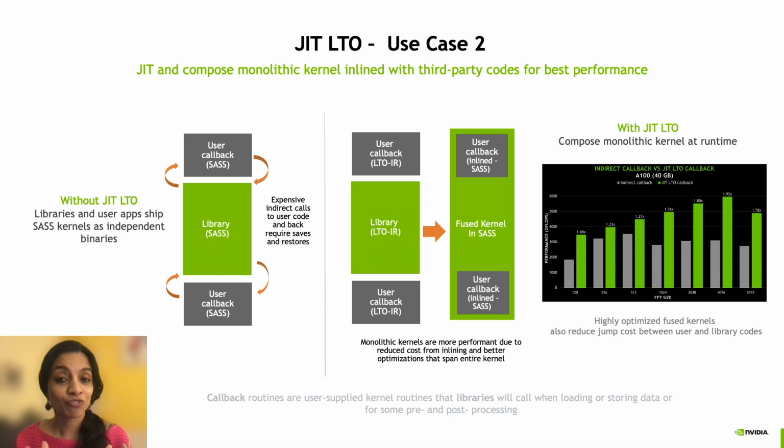In the case of JIT LTO, now the user callbacks can also be shipped as LTO-IR in addition to your library. So the user callbacks can actually be inlined into your library code, forming a monolithic kernel which can be better optimized. And those are some interesting uses of JIT LTO. Please let us know if you find some other interesting uses for it.